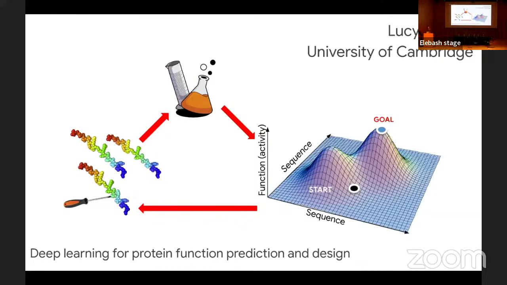So I'm going to talk about deep learning for protein function prediction and design. I'm going to talk a little bit about my trajectory. There seemed to be some amount of storytelling as part of this meeting, and so I hope I can at least join in that part of the style.